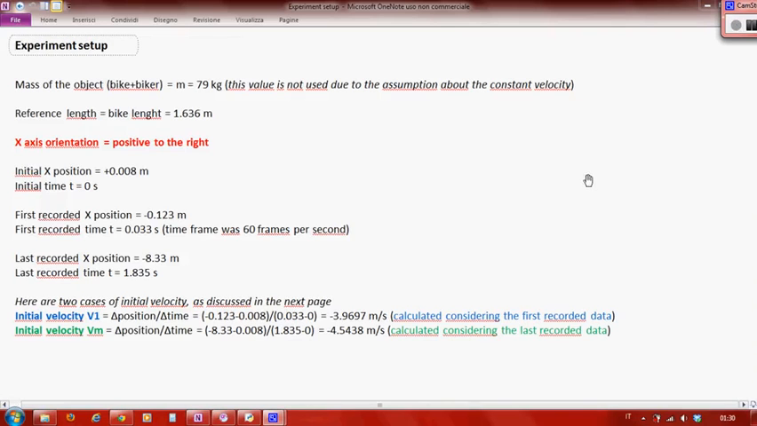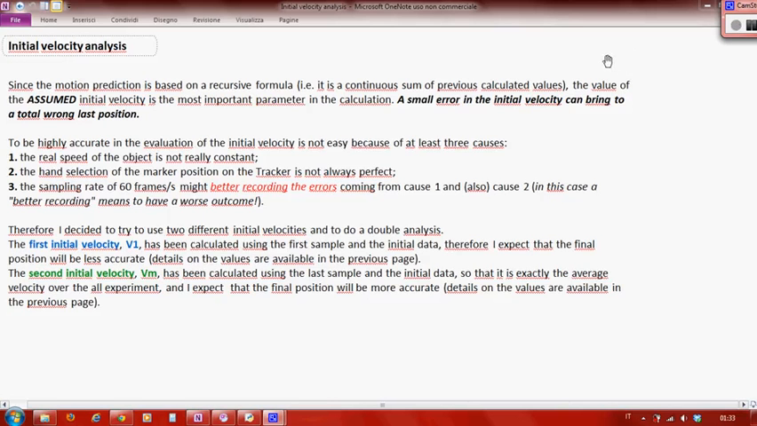This is the experiment setup. You can pause the video so you can read all the detailed information. In any case, the most important parameter is the initial velocity. The initial velocity can be calculated using the first recorded data or the last recorded data. Using the last recorded data, we will have an average velocity. Why is the initial velocity important?